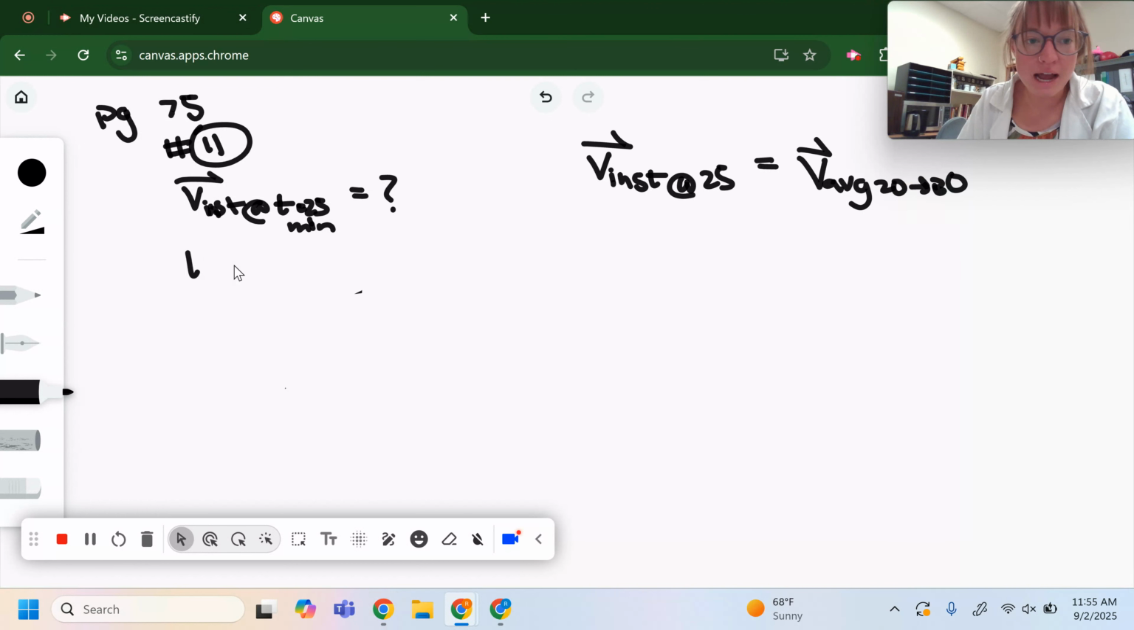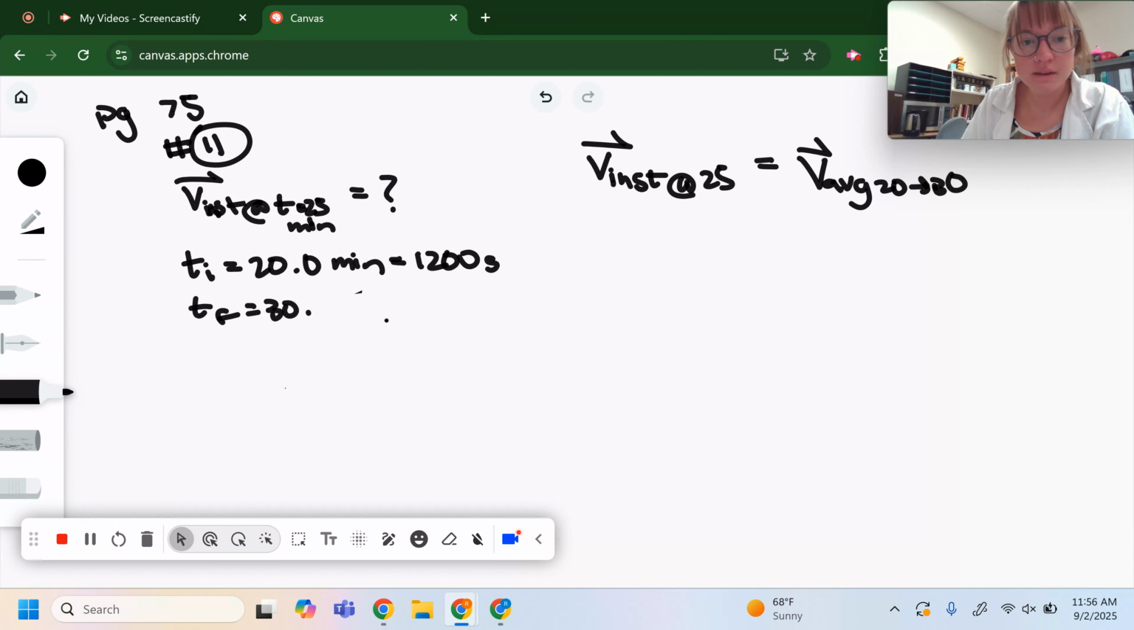My initial time for this little section is 20 minutes, which I already know a nice little unit conversion will get me to, and you could show this unit conversion. Normally you would show this unit conversion. I'm not going to show it for the sake of time here, but it would get you to 1,200 seconds. You would show that unit conversion once again. My final time here is 30 minutes, which again, you would actually show this unit conversion, but that's going to get me to 1,800 seconds, like that.